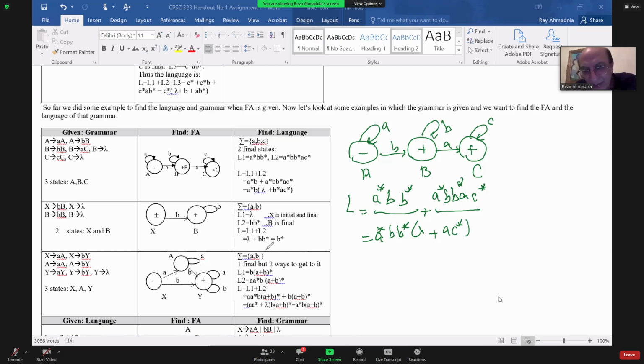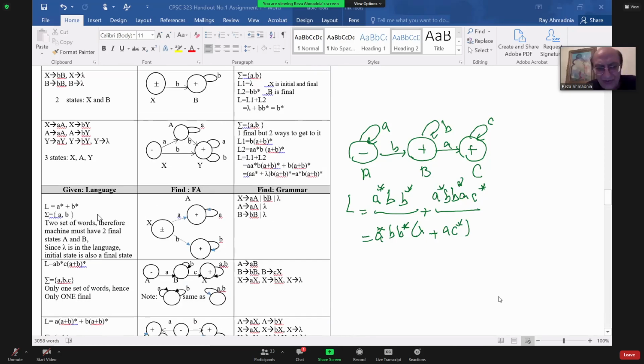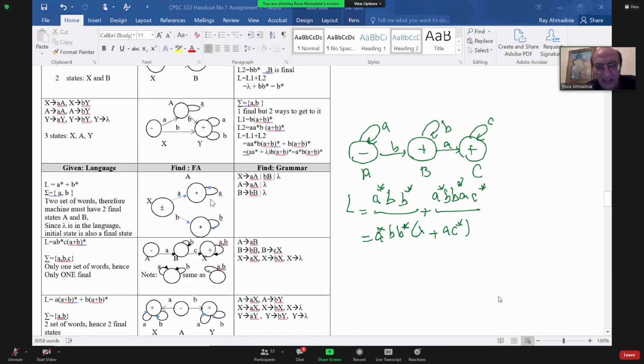You want to see more examples, or is this good enough for this part? I think it's good enough for the grammar part. One more? Or no, I think it's good enough for the given grammar. So I think we can move on to the given language. Now the language is given, find the FA and find the grammar here.